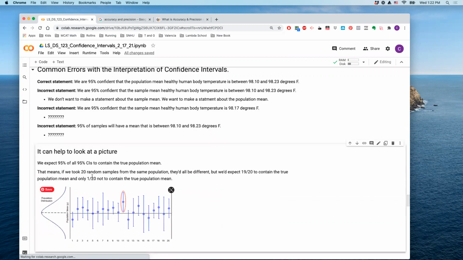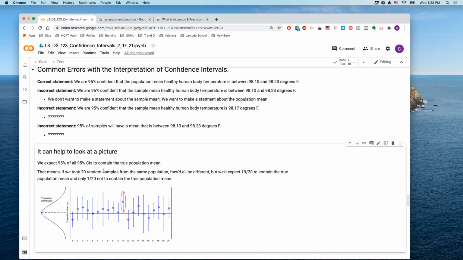Okay, so next, we're 95% confident that the sample mean healthy human body temperature is 98.17 degrees. Yeah, so Andrew says we're using population mean and sample mean as being interchangeable when they aren't equal. Exactly right. Those are two different things. So we want to make sure we're talking about the right thing.